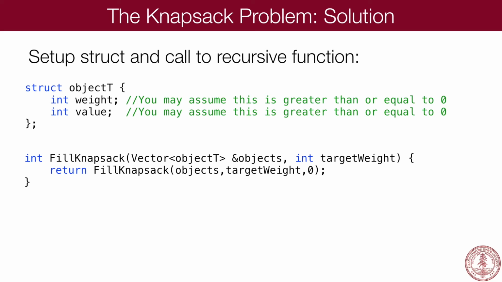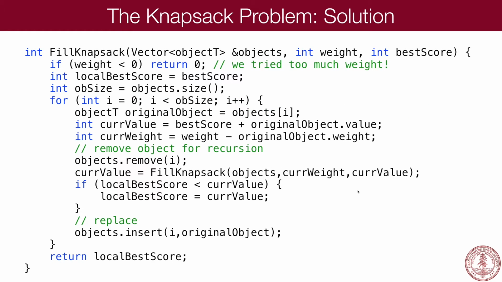This is just the basic original of what we're given. We have the object struct and the original function, and the original function is just going to call the recursive function with a base value, gives the objects, gives the target weight, and we say that we don't have any best score yet. Well, best score is still 0 because there's nothing in our knapsack. Okay, all right, let's take a look at the solution and we'll go over this piece by piece.